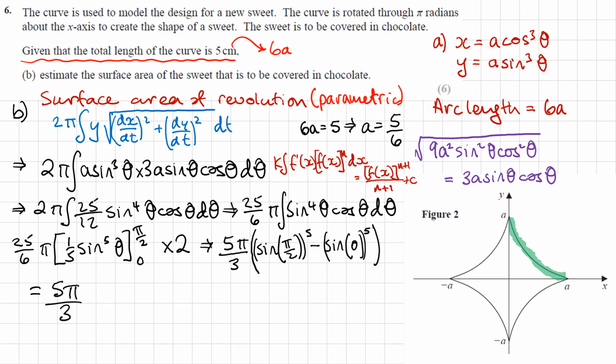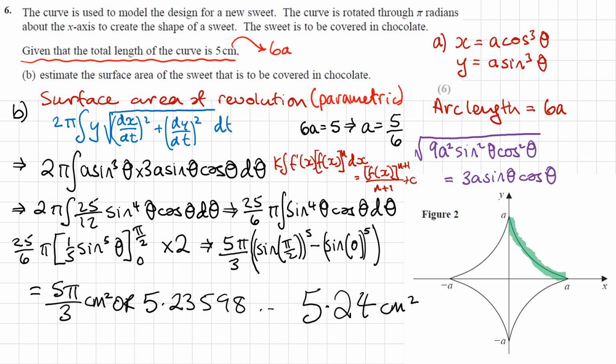Okay, so that's going to be an exact answer, or if we wanted to, we could give a decimal answer. So it's 5.23598. So we'd go for 3 significant figures. That'd be 5.24, and I presume this is in centimeters squared. Okay, so let's just highlight that. And we'll move on to the last question.